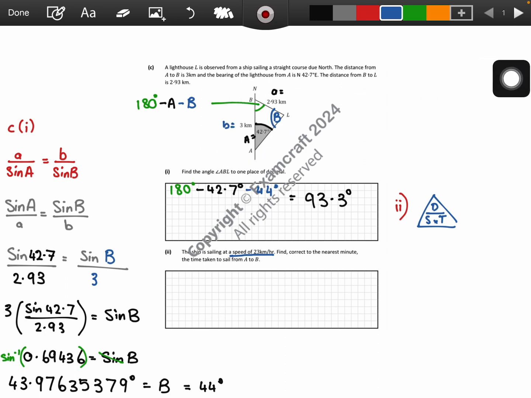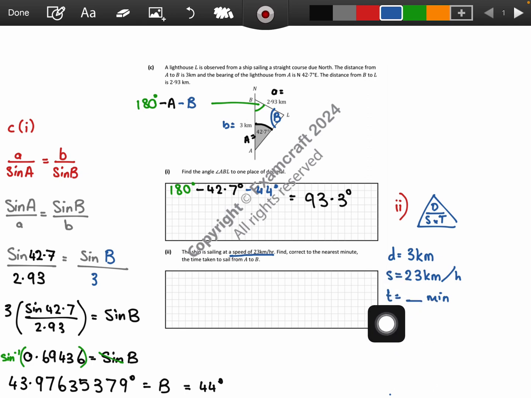Okay, so the distance is 3 kilometers. They've also told me the speed is 23 kilometers per hour. And the thing that I need to find is how long. So how long is it to the nearest minute? You can either change the speed here to kilometers per minute by dividing by 60, or find the time in hours and then move it to minutes.